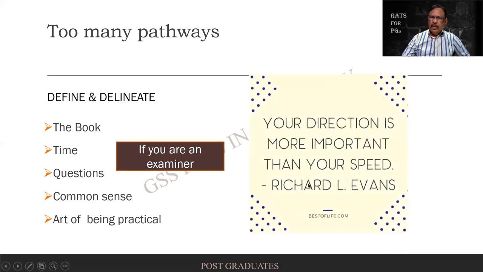So look at this one, a wonderful saying that I managed to pick up. Your direction is more important than your speed. Once you choose the wrong direction, however fast we go, we might not reach the destination. And if you have to come back and then again revert to another area, it is going to consume time and energy, which is not worth it.